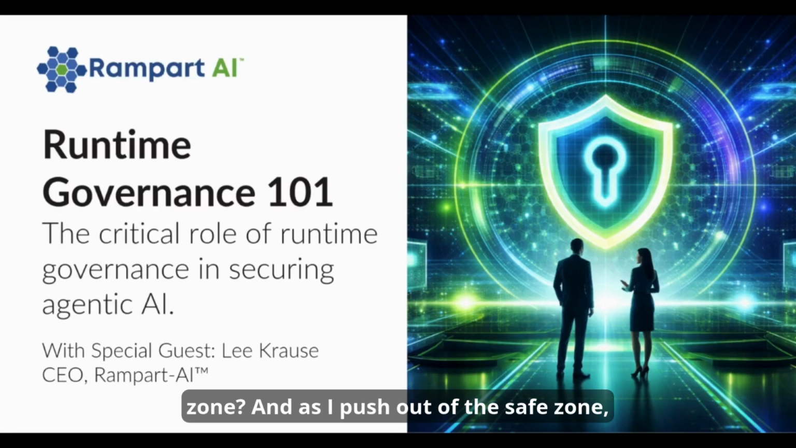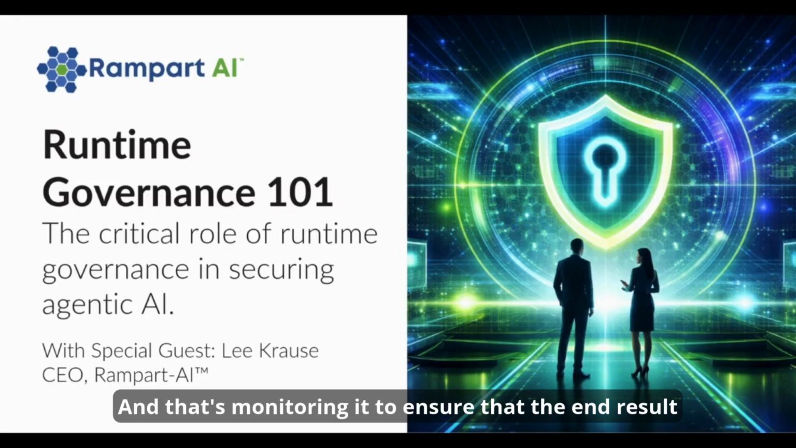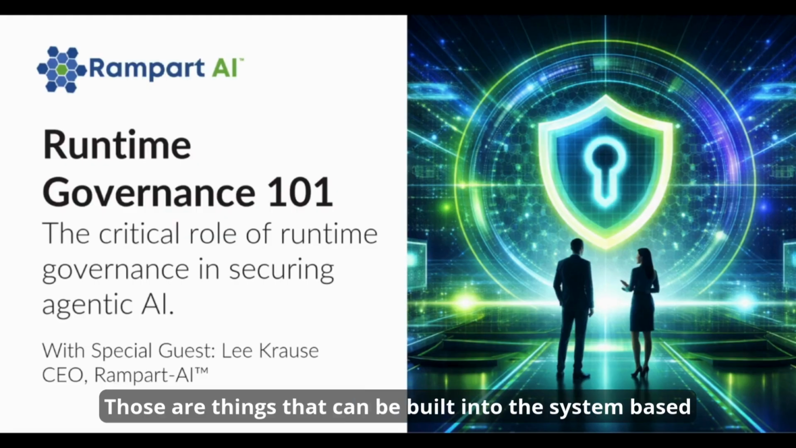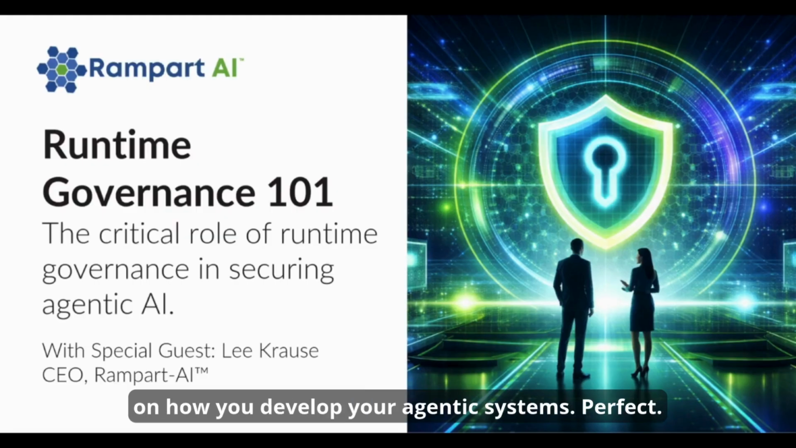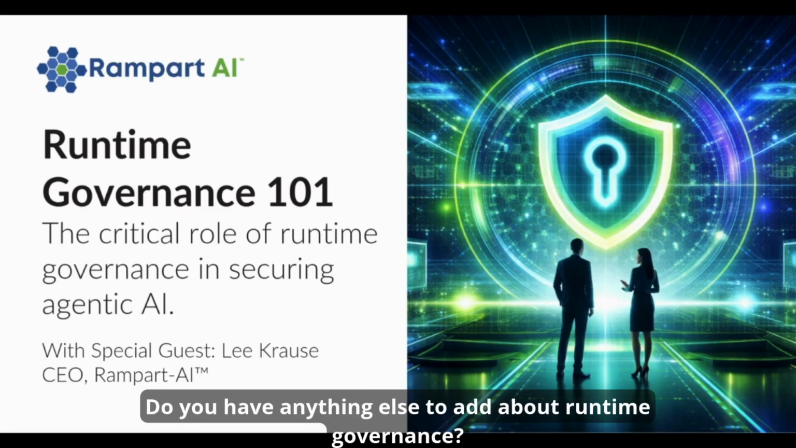And as I push out of the safe zone, what actions do I need to take? Whether it's asking for human intervention, or having another agent internally that's monitoring it to ensure the end result is safe. Those are things that can be built into the system based on how you develop your agentic systems. Perfect. Do you have anything else to add about runtime governance?